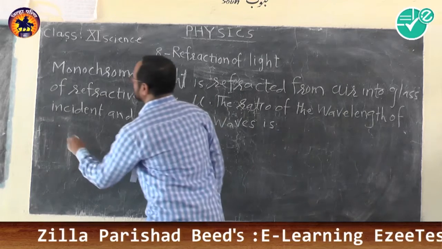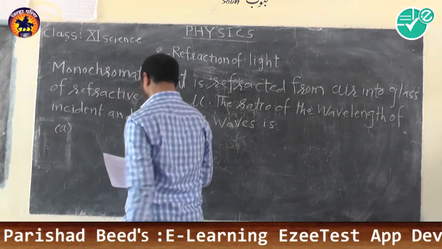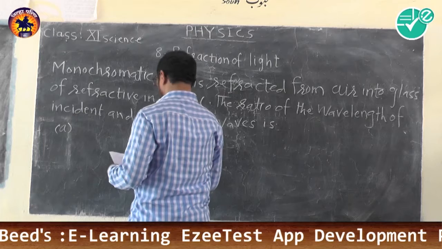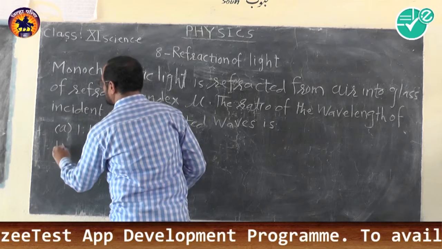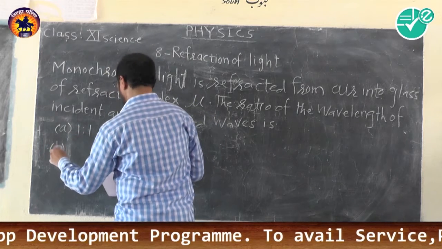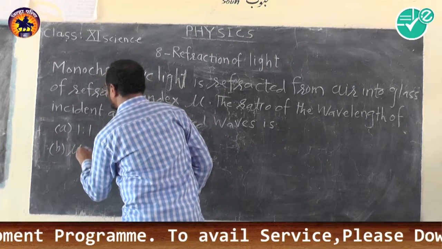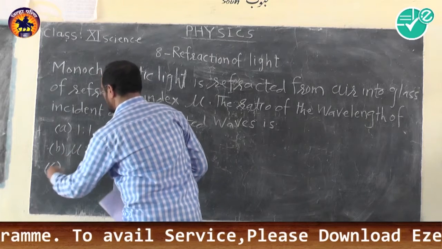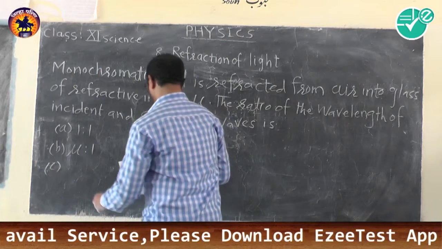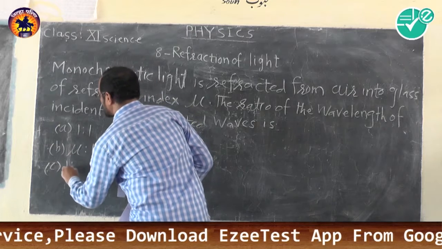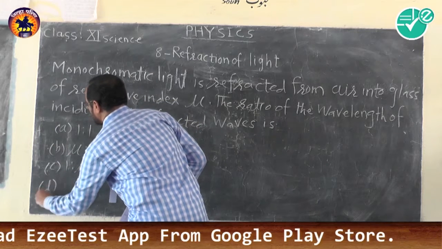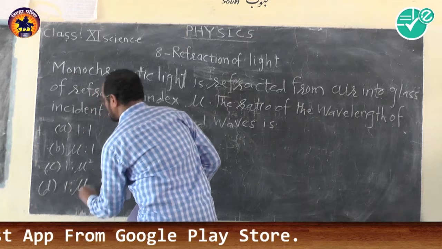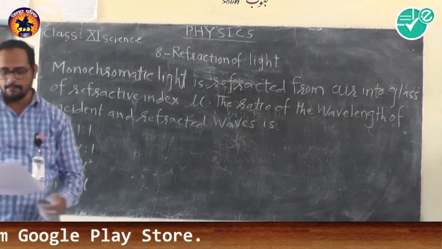Your options are: option A is 1:1, option B is mu raised to 1, option C is 1 raised to mu square, and option D is 1 raised to mu. Now this is the question.